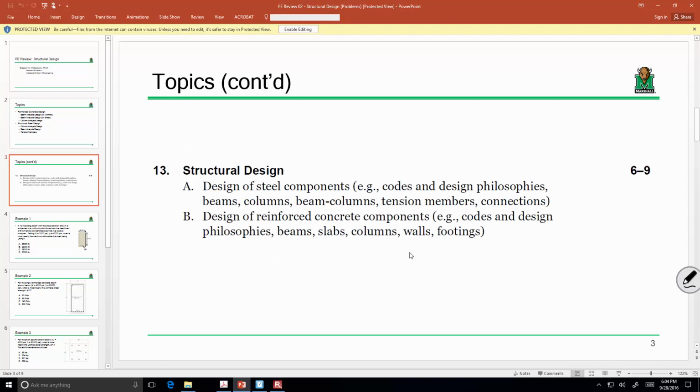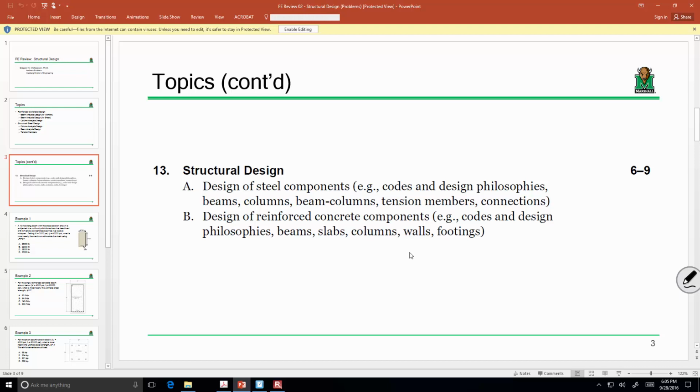You know, we talked about this last time. This comes from the end of the FE reference manual, and it discusses the exam specifications, what topics are going to be covered, how many questions you are to expect. And if you notice, for structural design, design of steel components, design of reinforced concrete components, and you're looking at 6 to 9 questions. Okay.